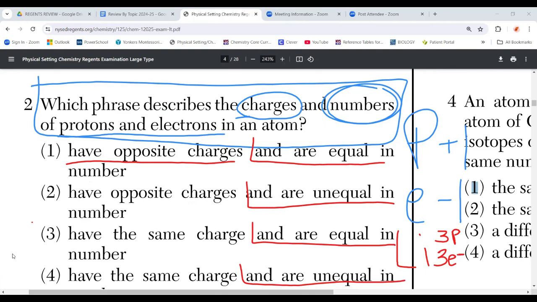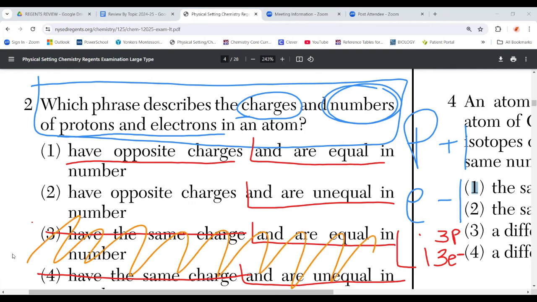So do they have opposite charges? Yes, they do. So 1 and 2 are correct, but do they have the same charge? No, that means 3 and 4 are wrong. So this just knocked out this whole section. I don't have to look at this again for the rest of the question. Okay, this just should help you narrow things down and reduce your level of confusion.